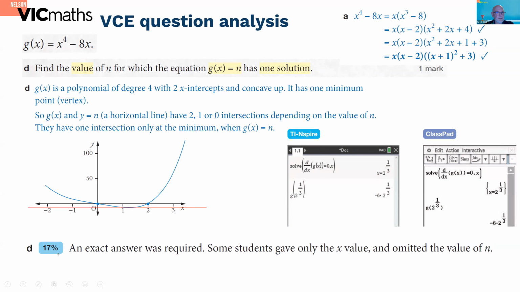Again, we've only got like 17%. We needed to make sure we got an exact value, not an approximation. And students needed to give the y value, not the x. So again, a few students had the right idea there and knew what they were doing, but got x equals 2 to the 1/3, but they didn't get the y value. It was only like a 1-mark answer. So we needed an answer correct there.